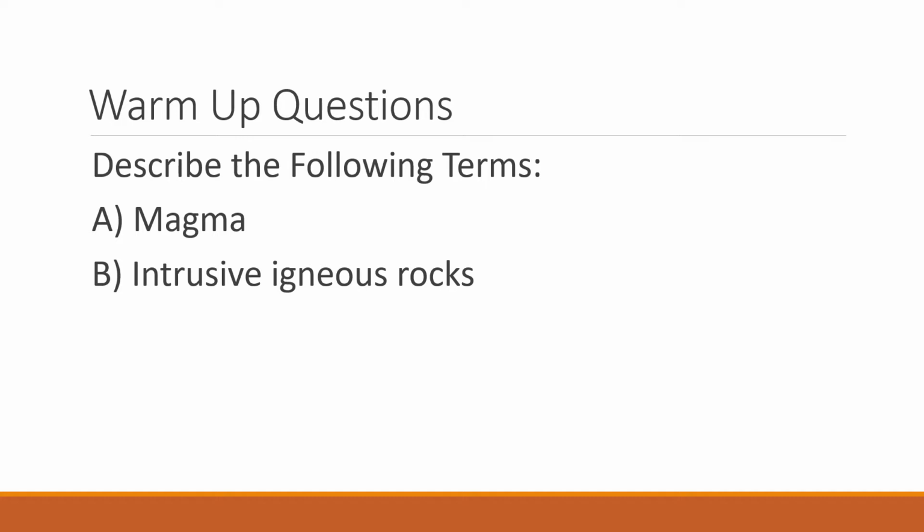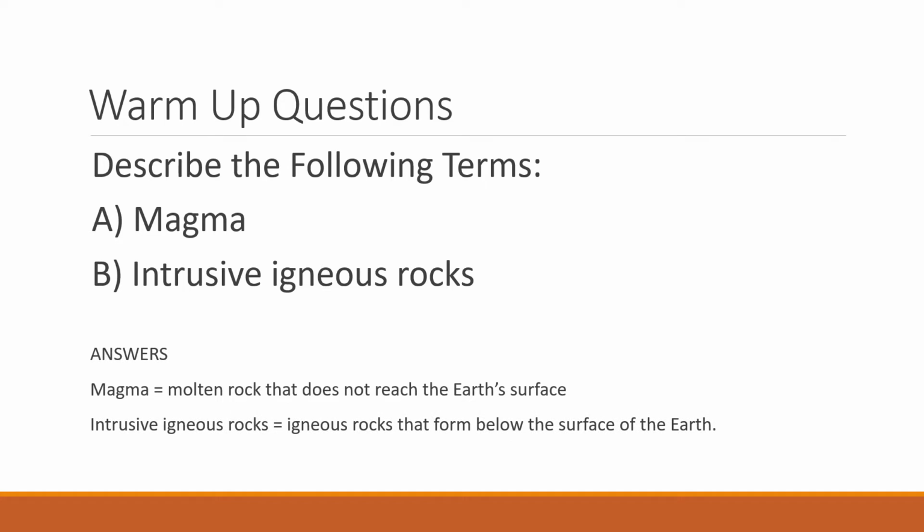So warm-up questions, describe the following term. What is a magma, A, and what is B? Intrusive igneous rocks. Okay, so the answers are magma is molten rock that does not reach the Earth's surface. Intrusive igneous rocks are igneous rocks that form below the surface of the Earth. Remember, internal, intrusive. Just remember how I explained that in the last lesson. Just going over that because we definitely need to know the difference between intrusive igneous rocks and extrusive igneous rocks.